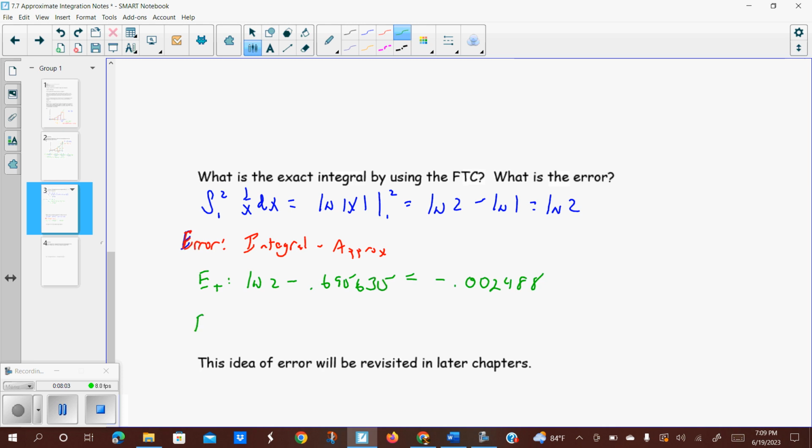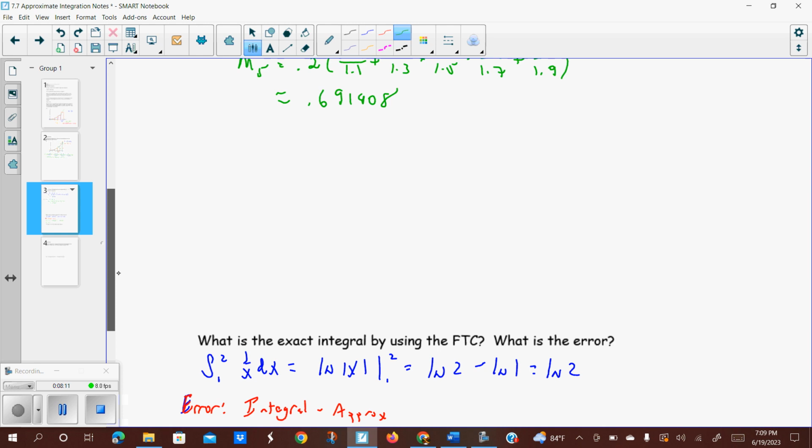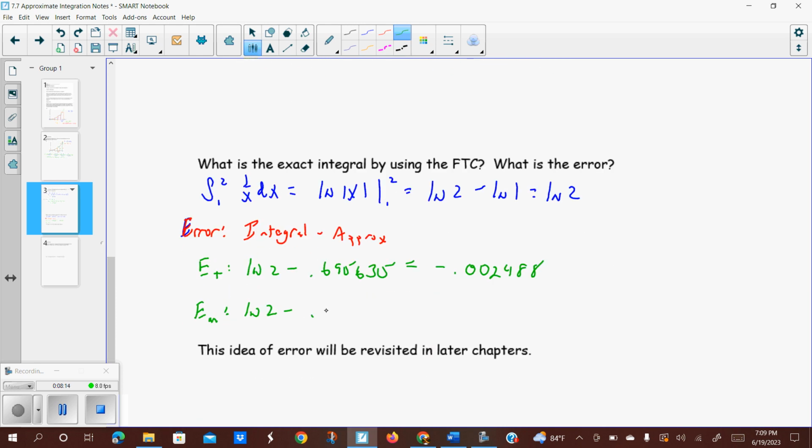So let's take a look at what the error is from the midpoint rule. So again, it's the natural log of 2 minus, let's see, the midpoint rule was 0.691408. And when you plug this in your calculator, it's probably important that you actually plug in the natural log of 2 minus this value, as opposed to approximating the natural log of 2 in your calculator. Don't round it. Just plug it in like it is. And that ends up being 0.001239.